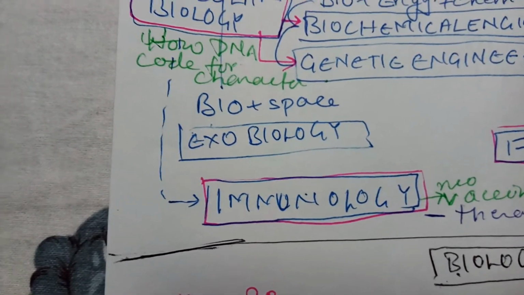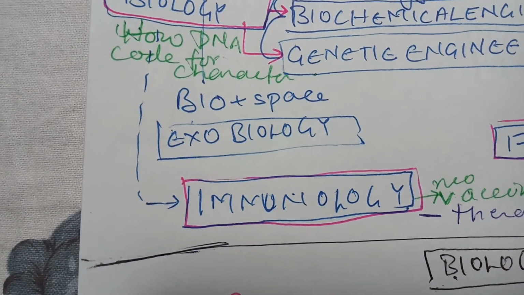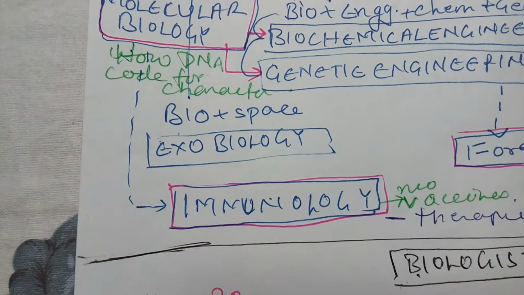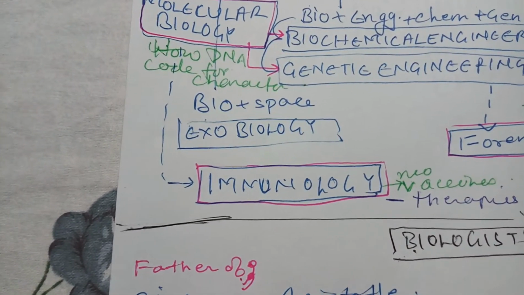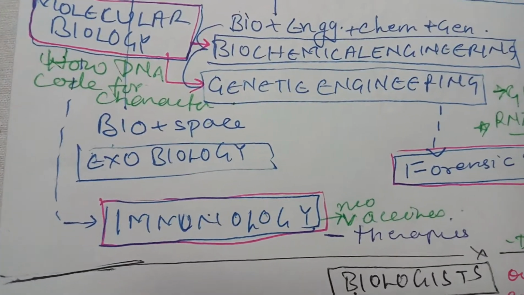Since we are thinking of Mars colonization or moon colonies, it is very important that we should know what kind of plants we can grow there, what kind of other organisms can be grown over there, and what kind of life cycle is possible over there. So that is part of exobiology.